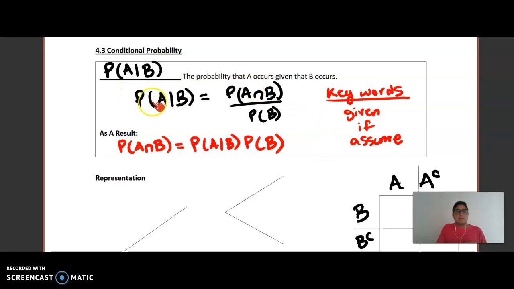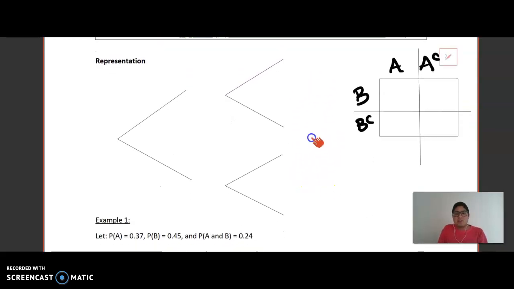So again, this is the probability of A given B equals the probability of A and B over the probability of B. And as a result of this formula, which is just from the AP Stats formula sheet, if I want to solve for the intersection, I can just multiply both sides by the probability of B. I have a general rule here that the probability of A and B is equal to the conditional probability times that condition. So let's take a look at this representation.